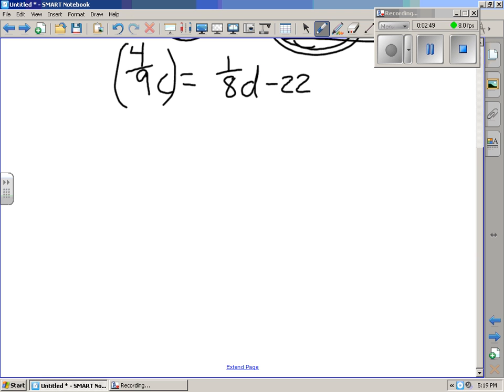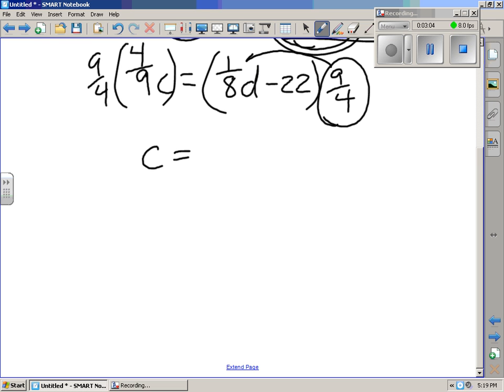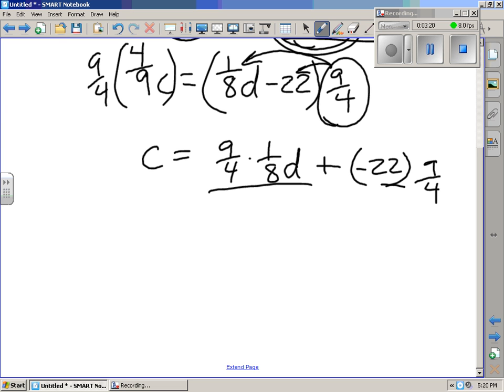Now I'm going to multiply by the reciprocal to get rid of the 4/9. So over here we get 36 over 36, which equals just 1. And then on the right side, we have to take 9/4 and multiply it by each piece in the parentheses. We're using the distributive property. So I'm going to write out 9/4 times 1/8d. And then I'm going to add to that negative 22 times 9/4. And I'm going to write that in fractional form because I'm multiplying it by a fraction.